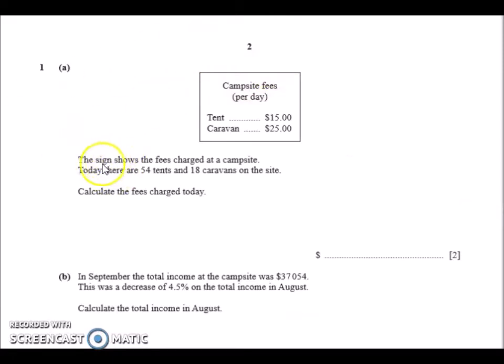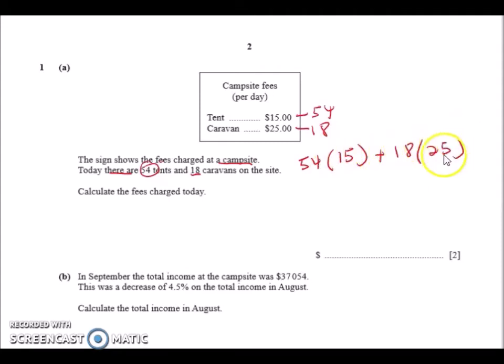The sign shows the fee charged at the campsite. There are 54 tents, and there are 18 caravans. So we just have to multiply this. We take the 54, multiply with $15, and add 18 times $25.